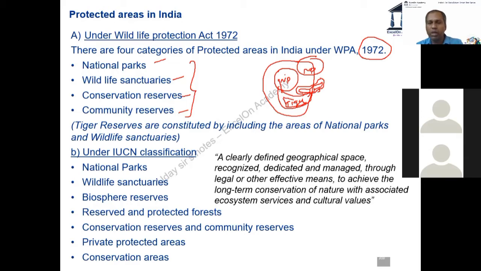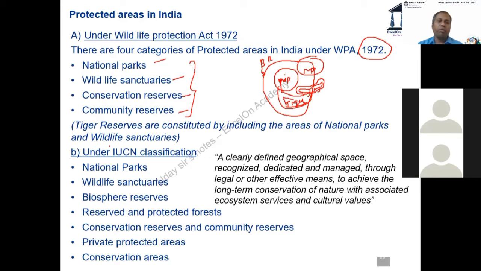That's why, however badly I have drawn it, I want you to remember this. This big circle is your biosphere reserve. The biosphere reserve can encompass a national park, a tiger reserve, a wildlife sanctuary, and all of it can encompass more than one. 2 tiger reserves, 1 national park, 2 wildlife sanctuaries, all is possible. So a biosphere reserve in terms of area is very large. Great. So this is one definition of protected area, the Wildlife Protection Act.